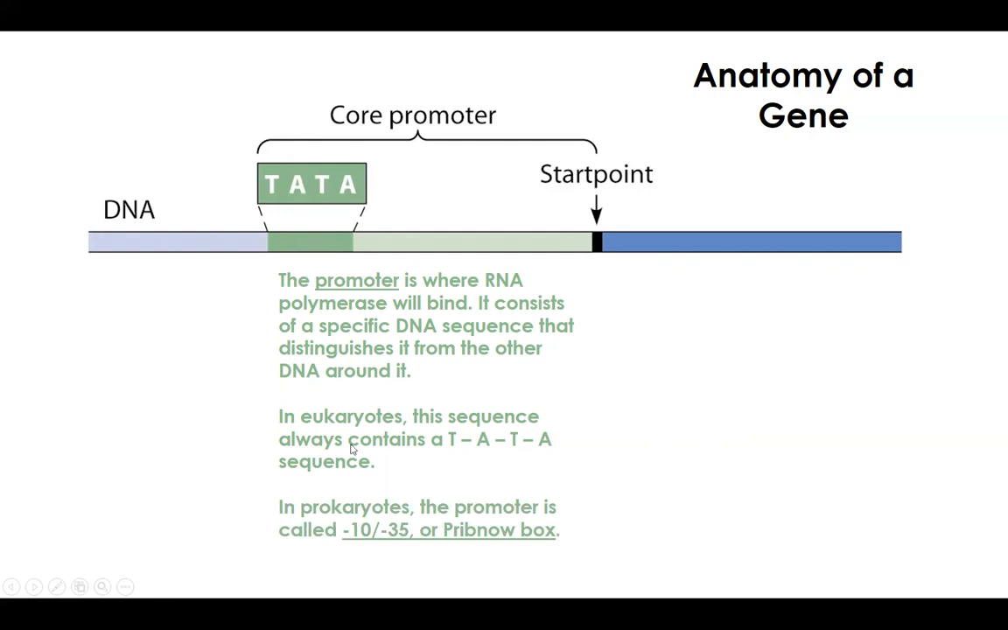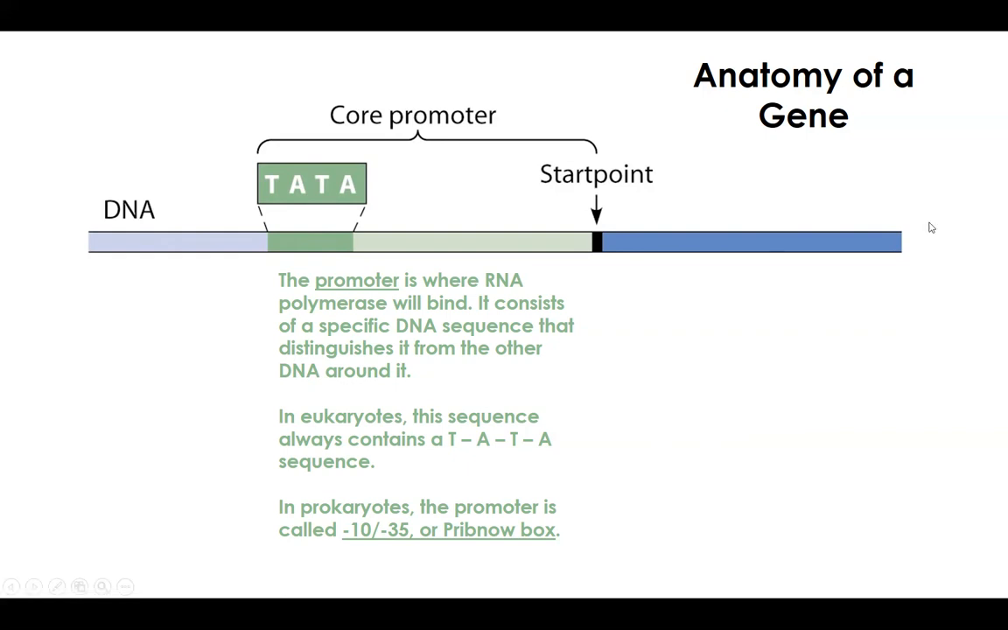In prokaryotes, the terminology is a little bit different. The promoter can also be called the -10, -35. What we're talking about here is from the start point, 10 nucleotides back, and then another 35 nucleotides back. There are sequences that are similar in purpose and structure to the TATA box, but in prokaryotes we call this the Pribnow box. So this will be the terminology that we're looking at.